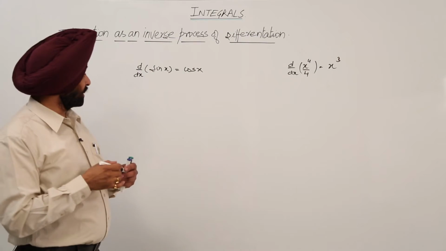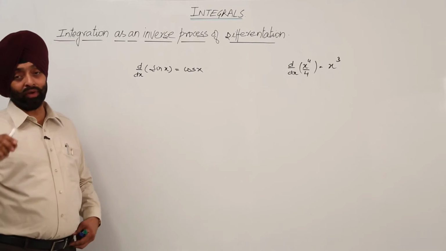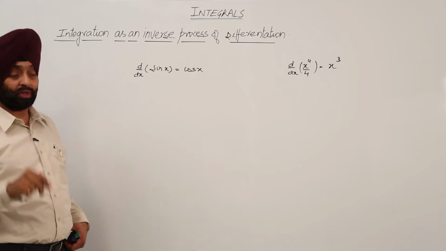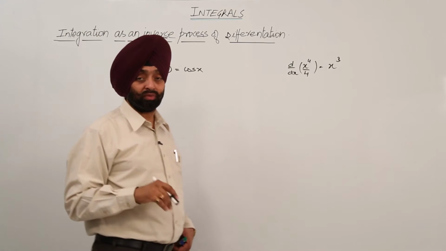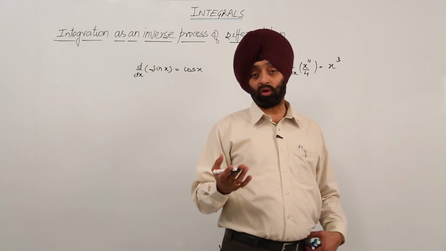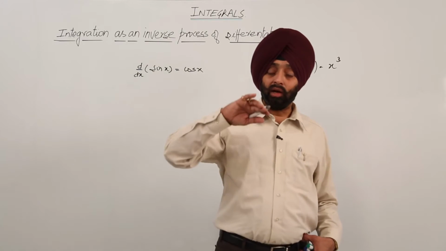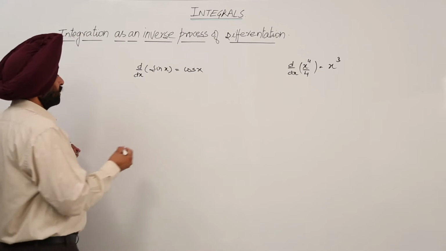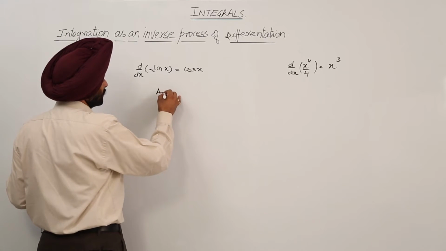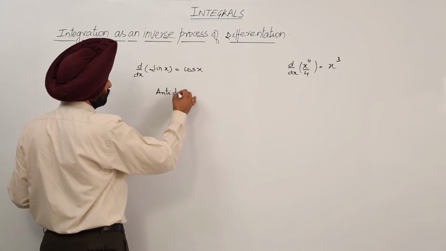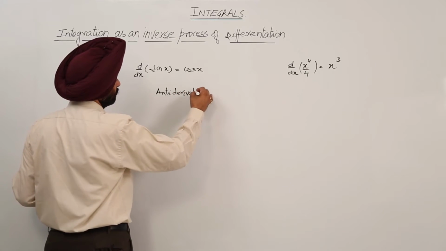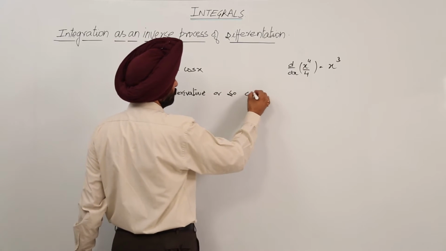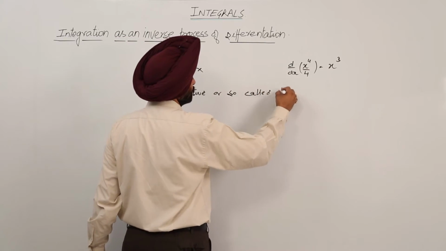Now again I am repeating, we are given the derivative of a function and asked to find its primitive. Primitive means the original function. Now what are they asking from us? They are asking for the antiderivative, or so-called integration.